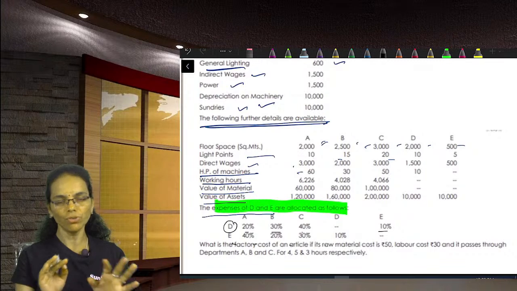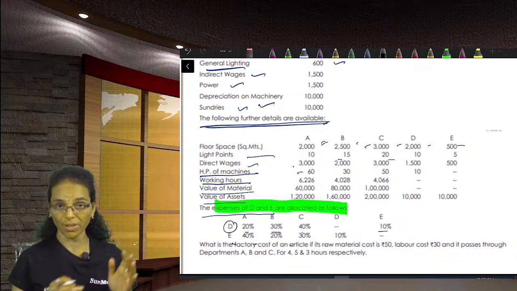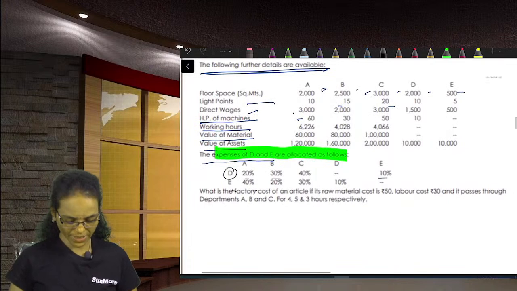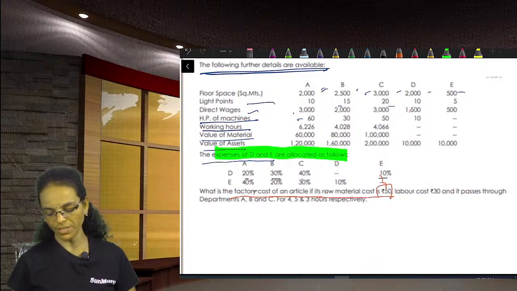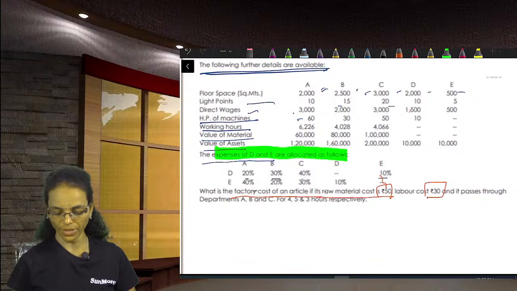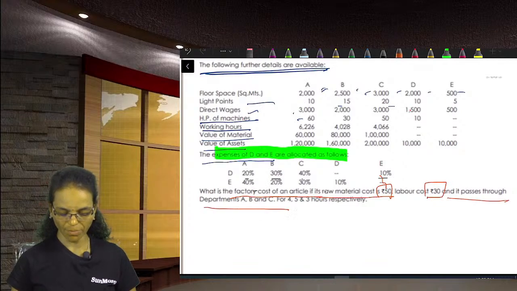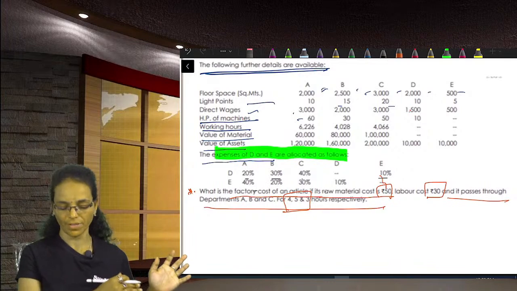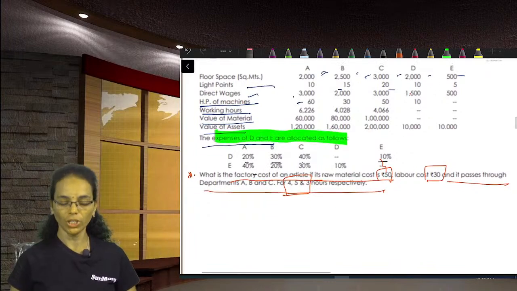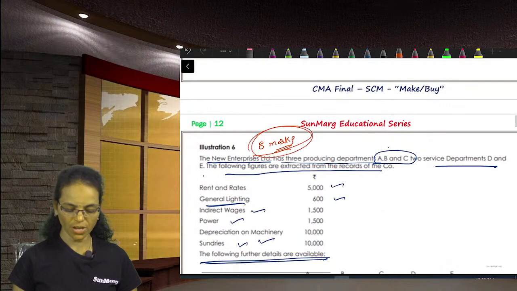Till now there is no issue. This type of problem we have done in the previous one. But here, what is the factory cost of an article if its raw material cost is 50 rupees and labor cost is 30 rupees, and it passes through departments A, B and C for these many hours respectively? This is a twist here. Apart from that, this type of problem we have done previously. Anyhow we will do this problem because this is an important question for 8 marks.